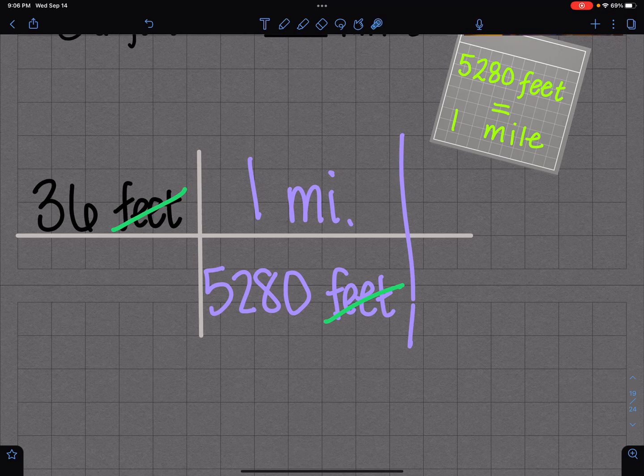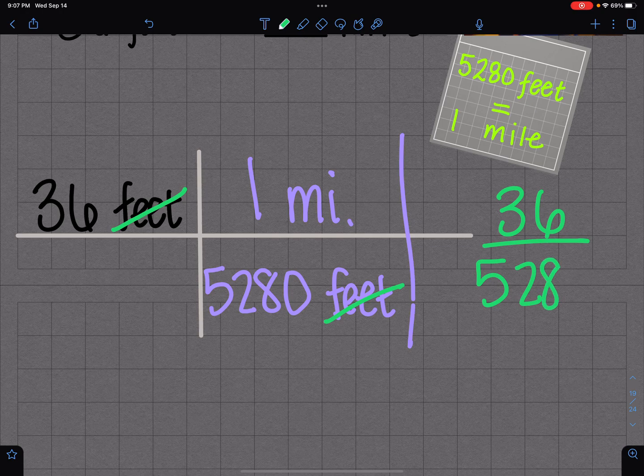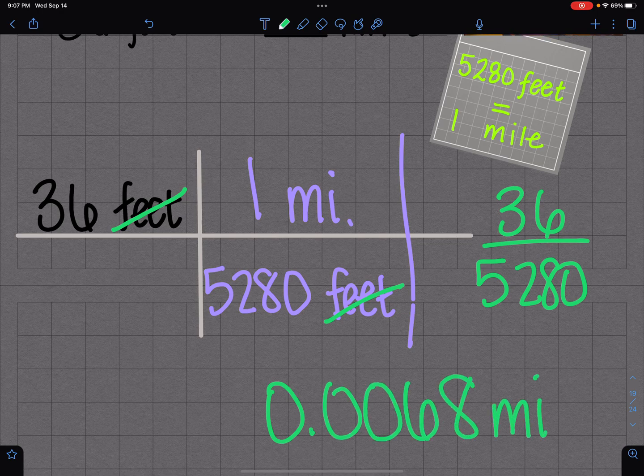So now with my grid system, anything that is on the top, you multiply. So 36 times 1 is just 36. Anything that is on the bottom, you divide. So divide that by 5,280. Whatever you get for that answer is the answer, and it turns out to be 0.0068 of a mile. Okay, and the unit is miles because that's the only unit left.